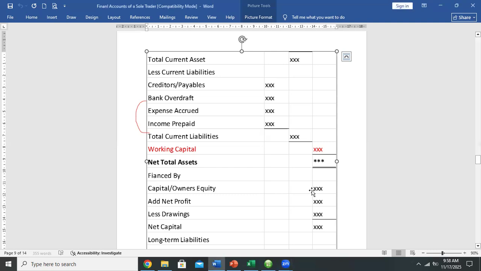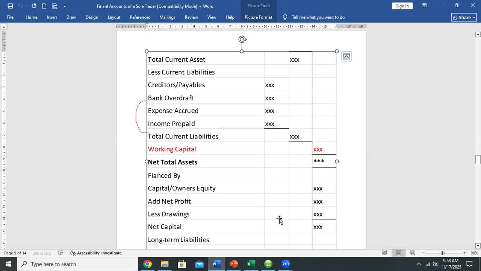Now, if you go to the last section, that is your finance by, we are looking at how these assets were financed. And the first thing is the owner's equity or capital. That's the first thing you bring. Make sure to add any additional capital if there is. So all the capital comes. You add the net profit, which you have determined from your profit and loss account, less drawings. If the owner has taken anything for personal use, you less it here from the capital.